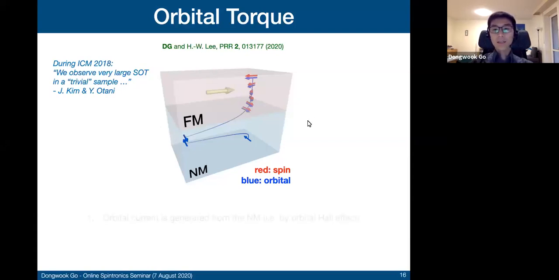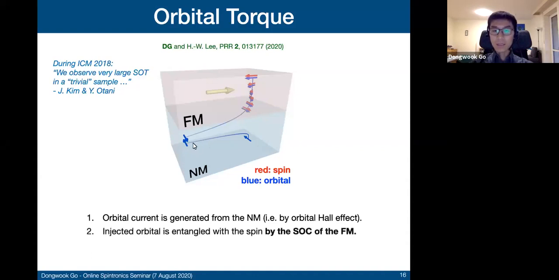So here, first of all, the orbital Hall effect can occur in a non-magnet. So we can generate orbital current, and orbital current can be injected into the ferromagnet. But because orbital cannot directly talk to the local moment, it has to be coupled to the spin in the ferromagnet. Therefore, it requires spin-orbit coupling of the ferromagnet. Although the spin-orbit coupling in the ferromagnet is quite small compared to heavy elements, it exists in principle. Finally, the spin coupled with orbital exerts torque on the local moments.